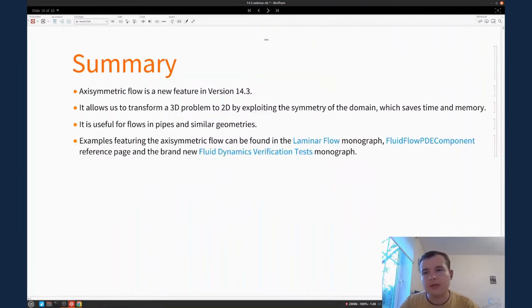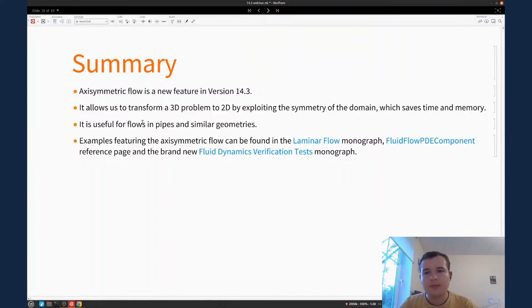So to summarize all this, the new feature in the newest version of the Wolfram language is that now the fluid flow PD component supports the axisymmetric flow, which allows us to transform a 3D problem to 2D by exploiting the symmetry of the domain, which saves both time and memory. It's very useful for dealing with flows in pipes and similar geometries.